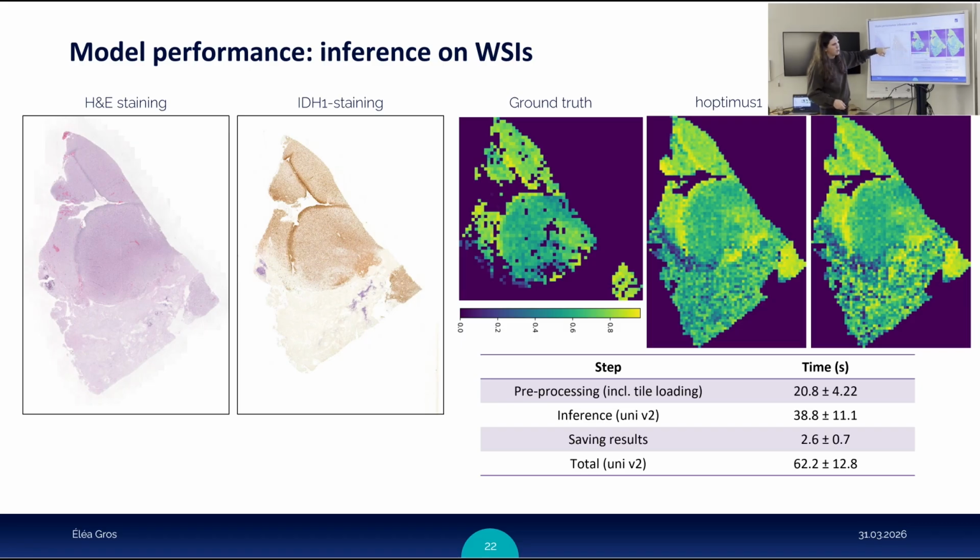This is the ground truth that was generated from the IDH1 staining, and as you can see, we have something that more or less makes sense, in which we had higher values of tumor cell content here and in this region here than we have in this other region here.